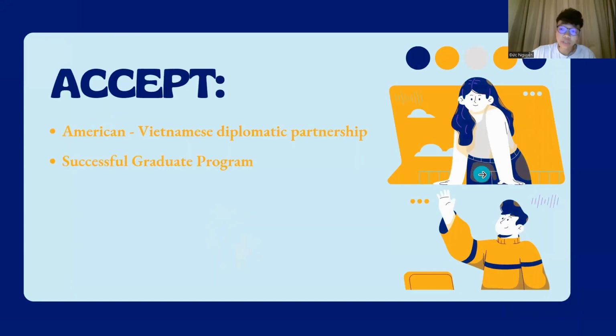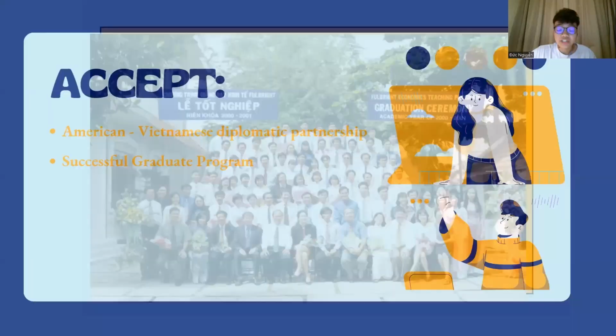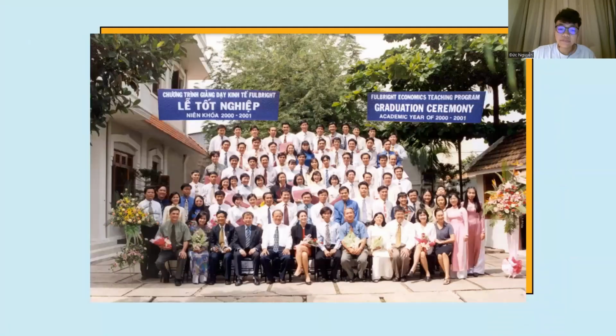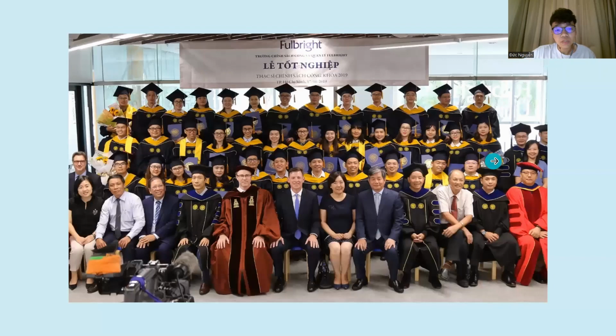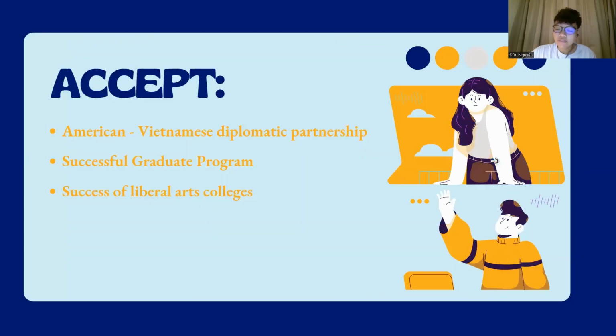And the second basis for the organization is the successful Fulbright graduate program. The Fulbright Master in Public Policy provided invaluable experience in setting up and governing a new university, as well as important cooperation for the newly established undergraduate program. The third advantage that has been recognized and capitalized on by the founding team is the success of liberal arts colleges around the world, especially in the United States of America.